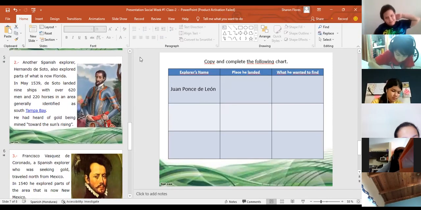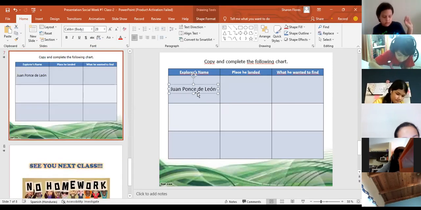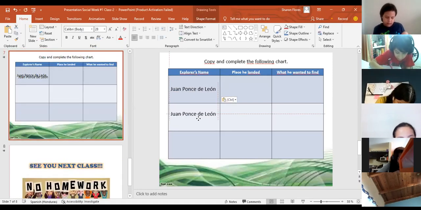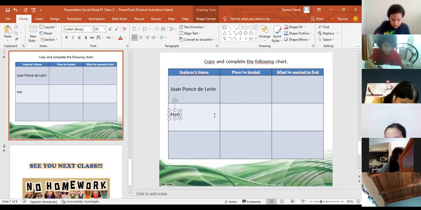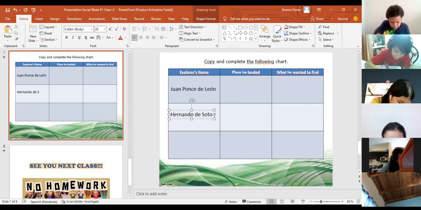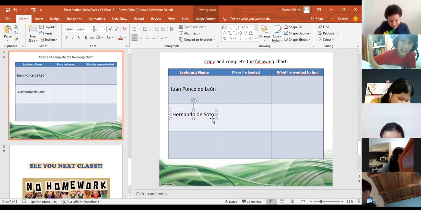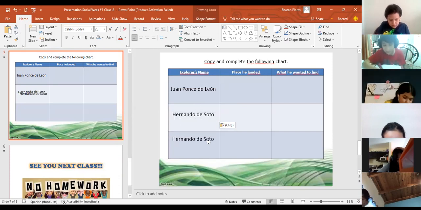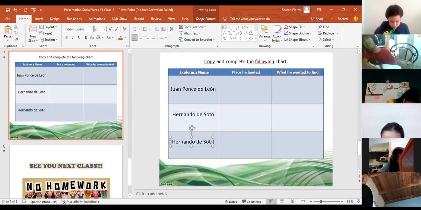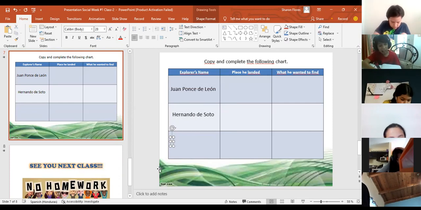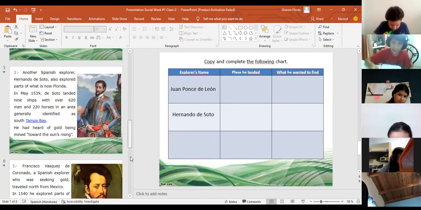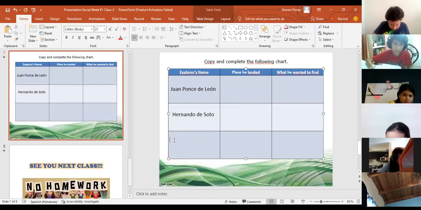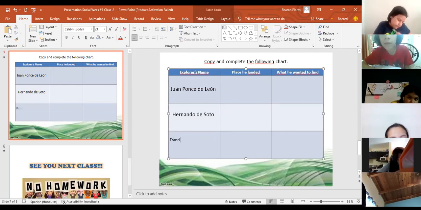Hernando de Soto. Hernando de Soto, okay. Just let me write Hernando de Soto here, and Christopher Columbus. You can write Christopher Columbus, yes, or you can write, what is the name of the other boy? Francisco Vázquez de Coronado.